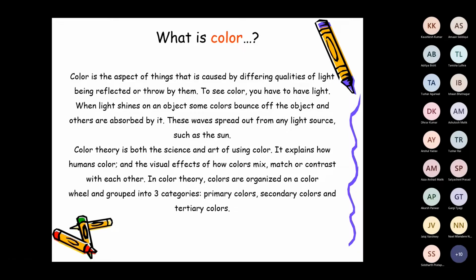So we can feel only white tone, right? There are no colors in it. So these waves spread out from any light source such as the sun. Color theory is both the science and art of using color, right? So color theory is fully based on the science and art, right?